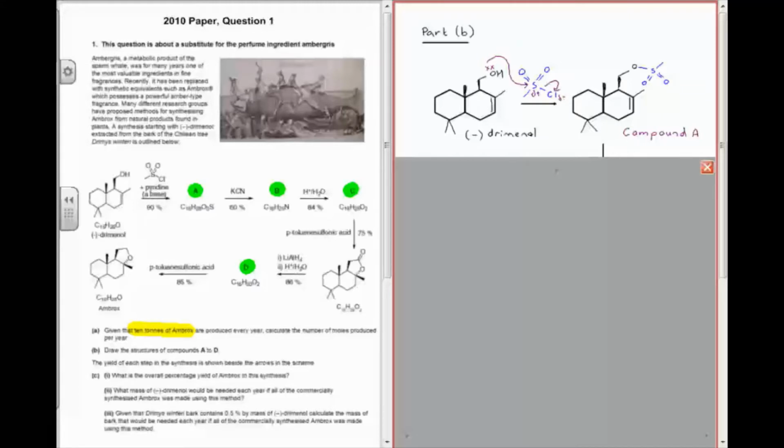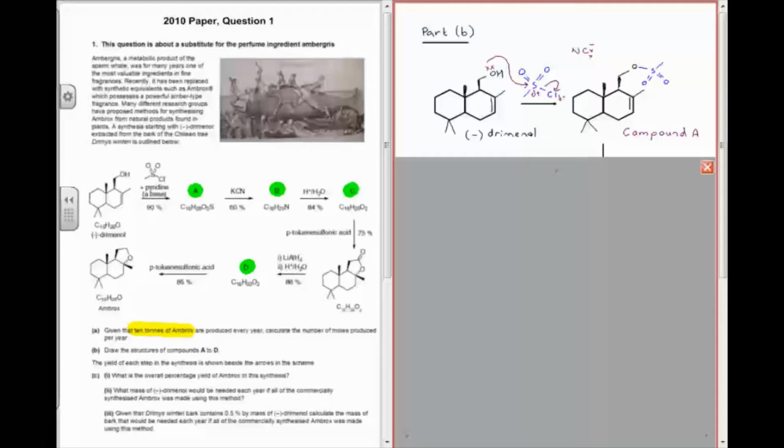Compound A then reacts with potassium cyanide to give you compound B. You will have come across potassium cyanide as a source of the cyanide anion, NC-. If we draw out the Lewis structure of the cyanide anion, we can see that it is nucleophilic on the carbon as a result of the lone pair of electrons which exists on the carbon atom.